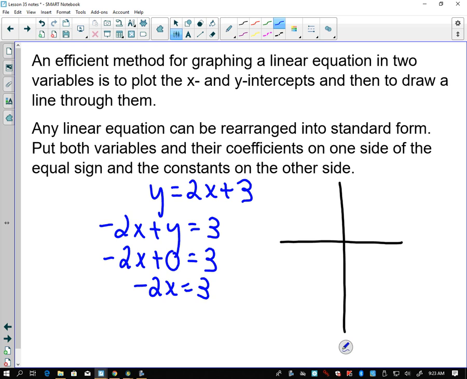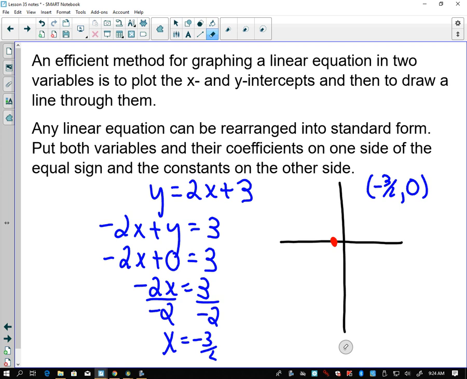Divide by what? Divide by 3? No. Divide by negative 2. So x there would equal negative 3 halves, correct? Negative 3 halves, that's negative 1.5, so let's say it's about right there. In terms of a coordinate pair, because y was 0, I get negative 3 halves, 0.